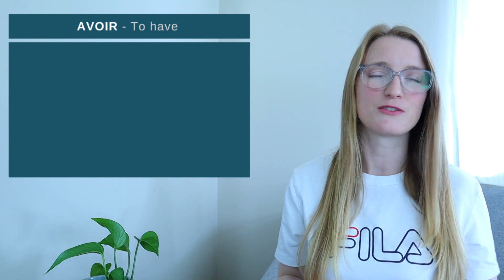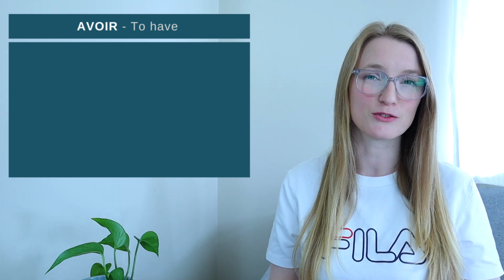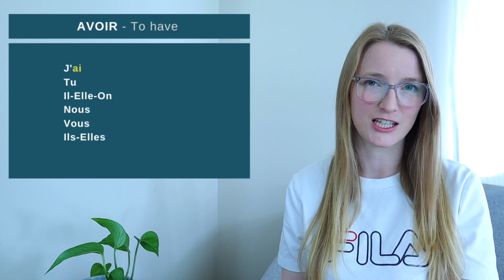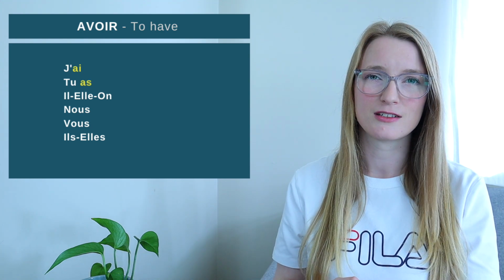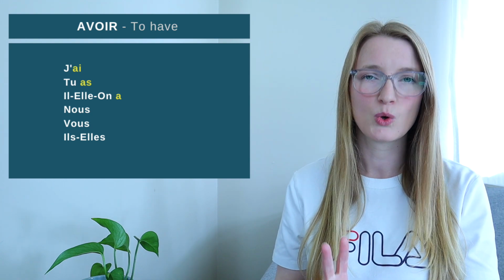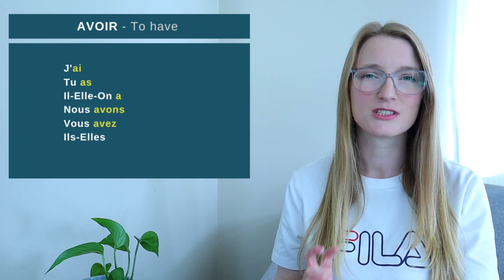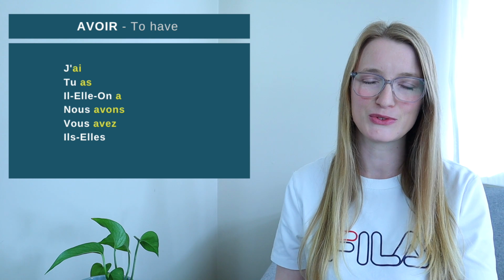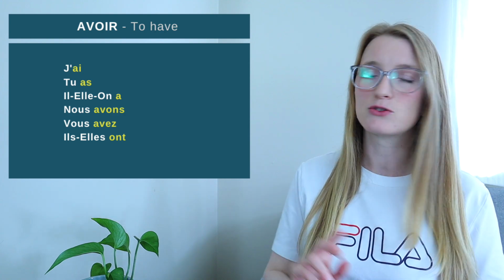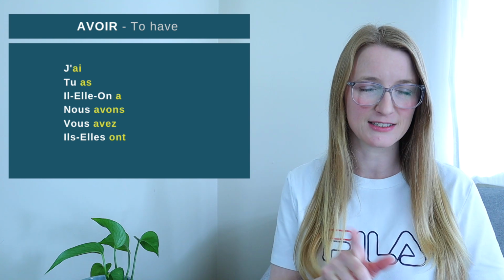Just like the verb être, the verb avoir does not have a stem. It's a fully irregular verb, so you really have to know it by heart. We have j'ai, tu as, il a, elle a, on a, nous avons, vous avez, ils ont, elles ont. So you can see that tu as, il a, elle a, on a are pronounced the exact same way, because we don't pronounce the S at the end, remember?